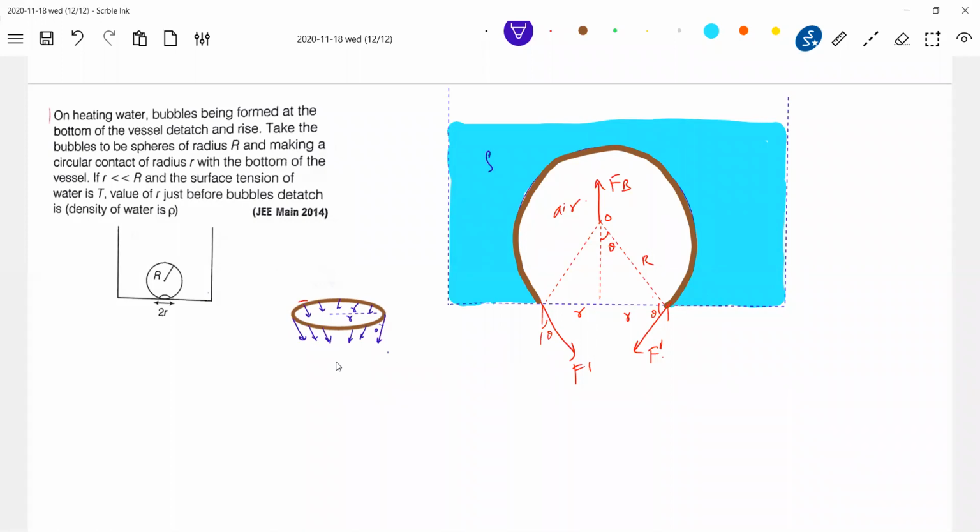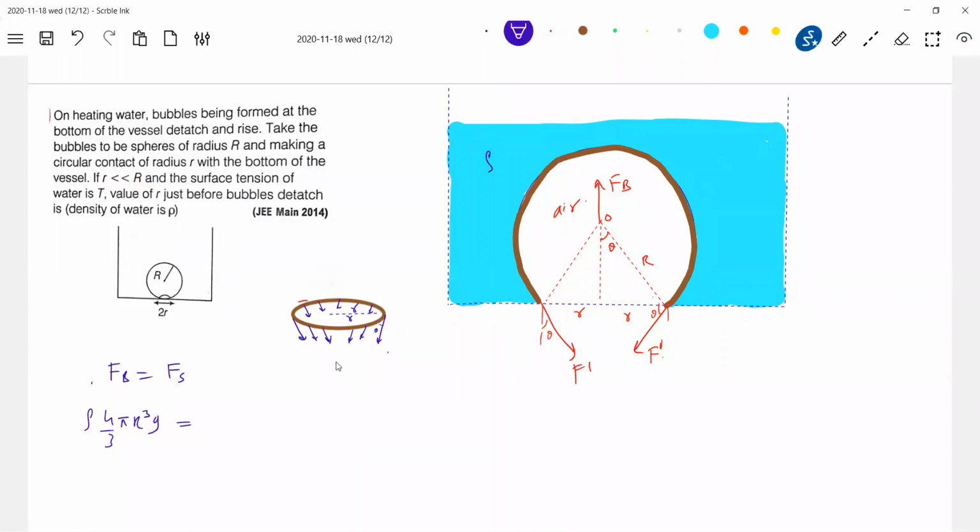So first, what is the force due to surface tension? Let me equate. Under the action of force due to buoyancy and force due to surface tension, buoyancy is how much? Density of water times 4 by 3 pi r cube g. Even this volume of water, you can neglect it, it doesn't matter, because small r is very much less than capital R, no?